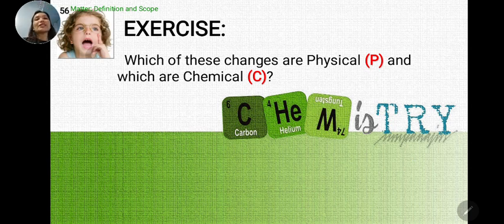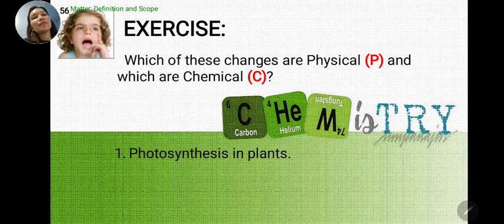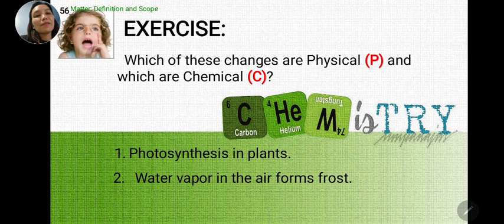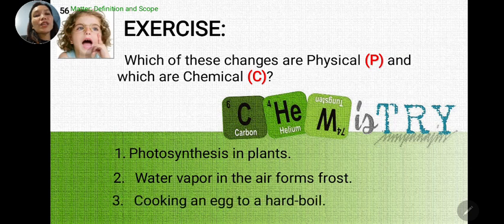So, for your exercise, I hope nagawa niyo na to. So, which of these exhibit physical change and which are chemical? The photosynthesis in plants, water vapor in the air forms frost, cooking an egg to a hard boil. So, photosynthesis in plants. Ito yung process ng plants na paggawa ng pagkain nila. So, is it chemical or physical change?